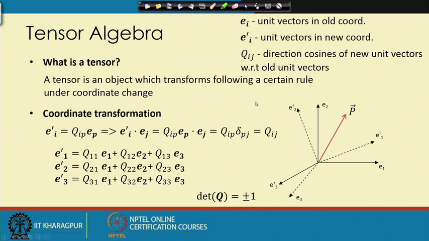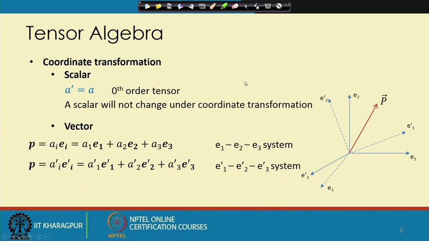Now, we will proceed with a very simple thing. If I want to transform a scalar, a scalar is a quantity which has only magnitude, there is no direction. So, a scalar can be transformed to any coordinate system and it does not change. That is why we say the scalar is a zeroth order tensor. So, a scalar will not change under the coordinate transformation.